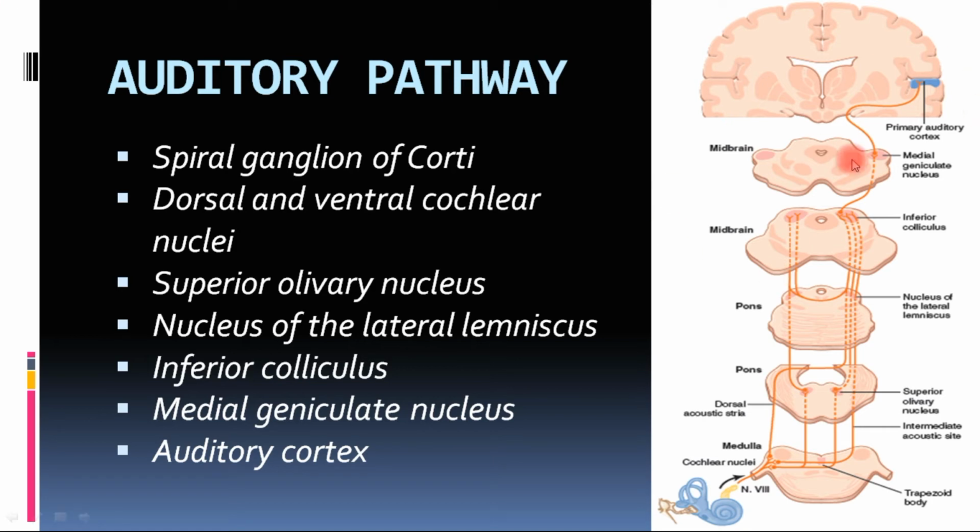So the neurons which are arising from the inferior colliculus, all of them are synapsing again at the medial geniculate nucleus, and from the medial geniculate nucleus the next order neurons are arising and sending their signal to the auditory cortex. So this is the basic pathway.